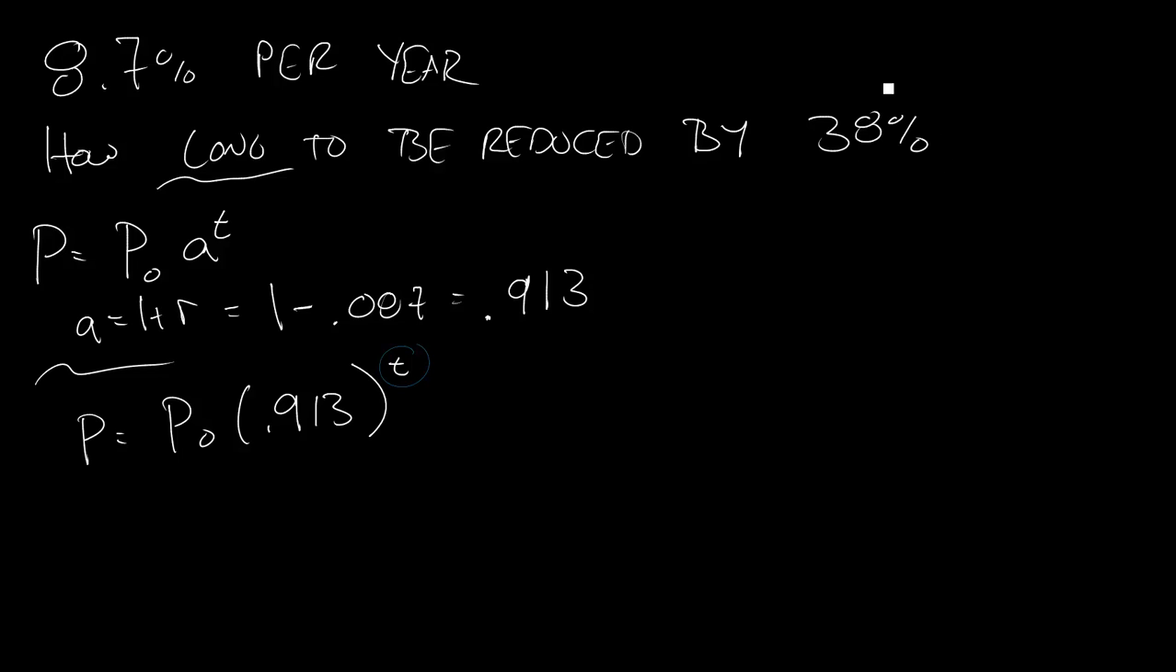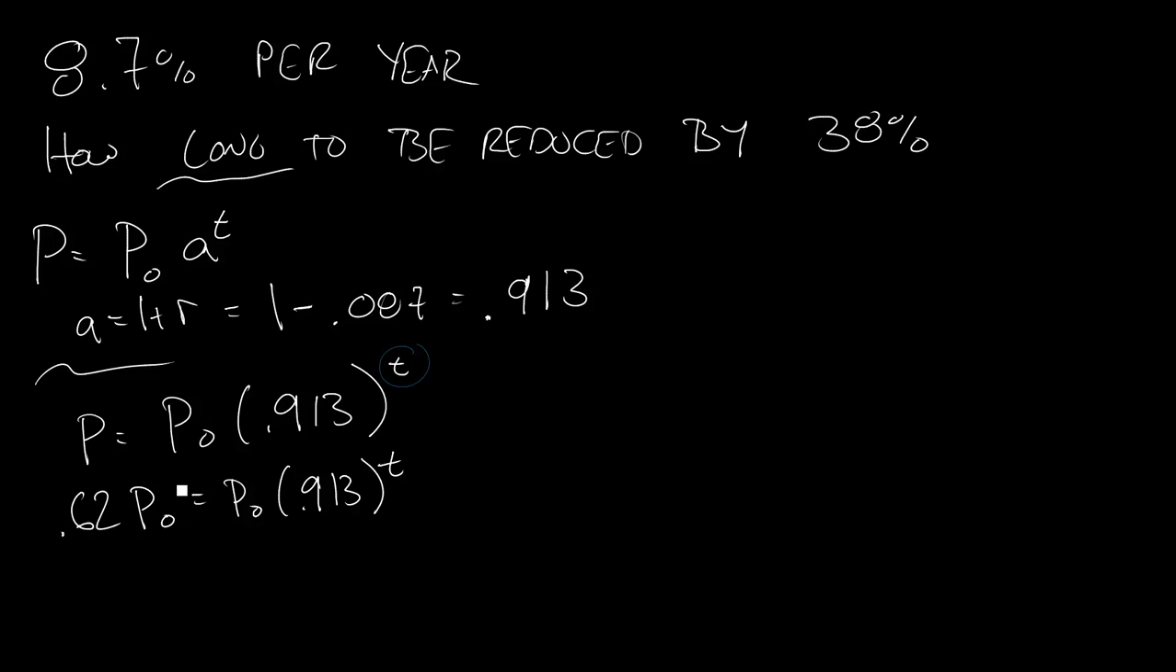Think in your mind, if this was reduced by 40%, we would want 60% of our initial quantity as our output. But this is 38%, so what we actually want is 62% of our initial quantity as the output. That's what we want to figure out. We want to find the time when P is equal to this. So that's the thing I'm going to change.